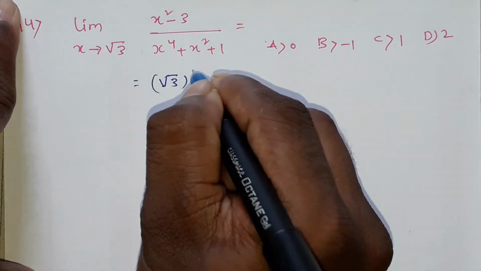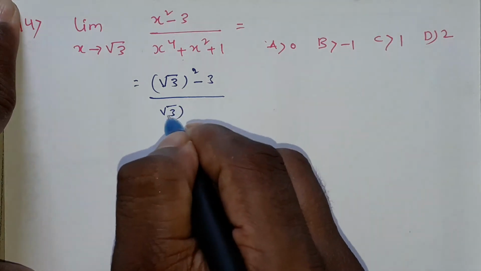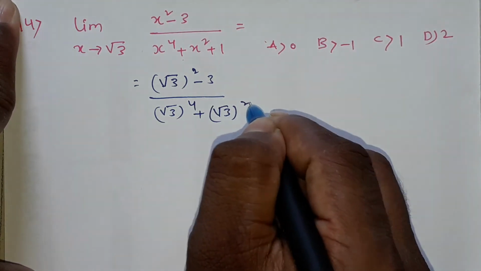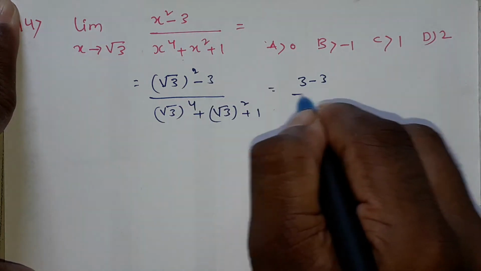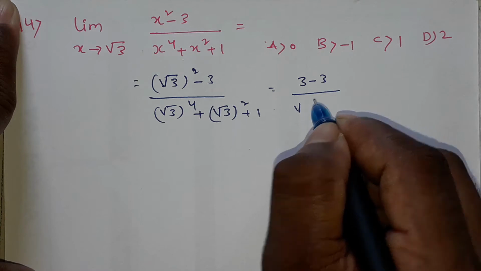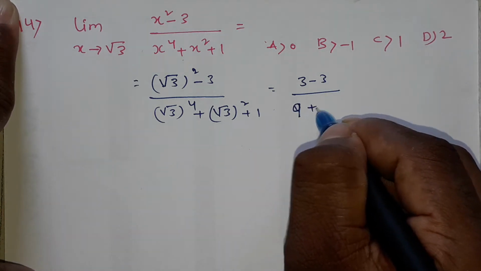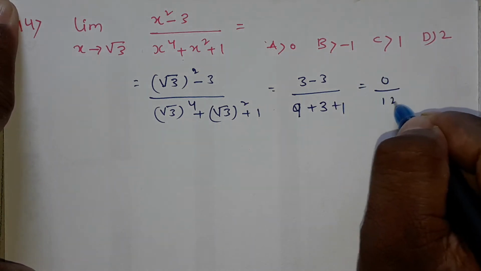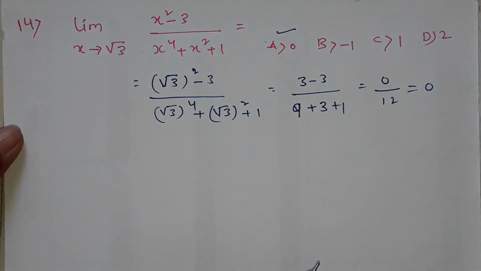Root 3 whole square minus 3. The denominator also: root 3 power 4 plus root 3 whole square plus 1. Here observe, root 3 whole square is 3, minus 3 is 0. Root 3 whole power 4 value is equal to 9, plus 3, plus 1. Here value 0 by 13 equal to how much? 0 is the answer. Option A. Something by 0 is 0. Next, 15th one.